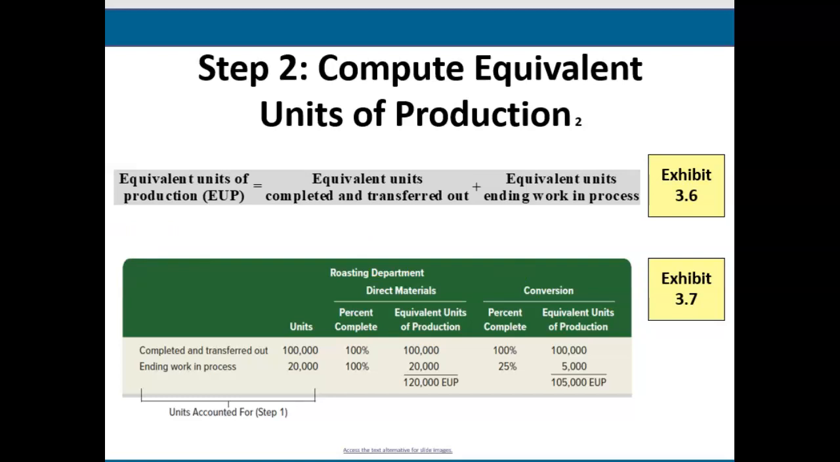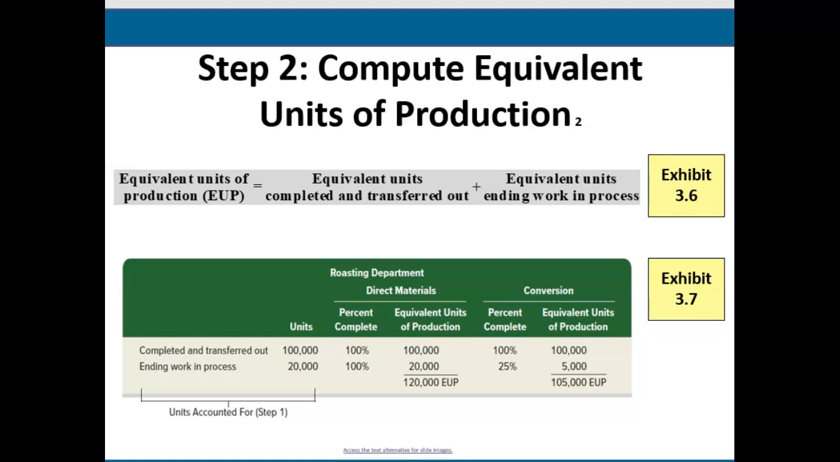Step 2, compute the equivalent units of production. So here's your formula. Equivalent units of production, EUP, equals equivalent units completed and transferred out plus equivalent units ending work in process. So this is the formula, and this is using the weighted average method for both direct materials and conversion costs. We have to compute the EUP for both direct materials and conversion in Exhibit 3.7.